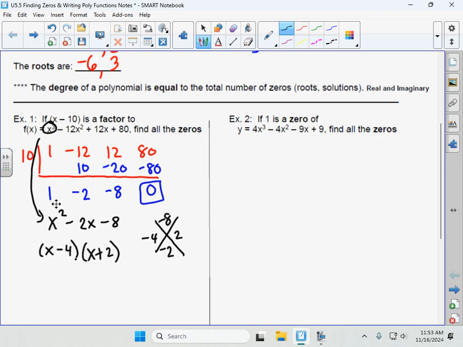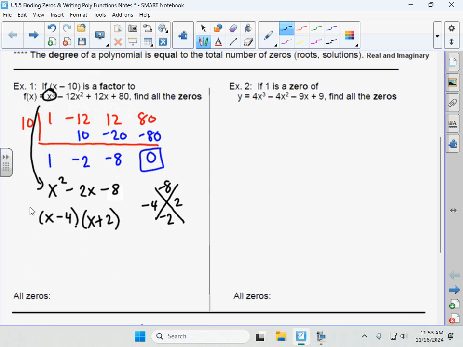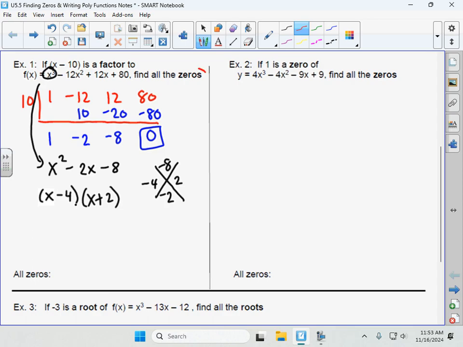All right. And so the question says find all the zeros. So we want all the solutions. And since this is a degree 3 polynomial, there's 3 solutions that we want to list out. From x minus 4, we have +4. From x plus 2, we have -2. And then from that x minus 10 factor that they gave us, we have +10. So there's your 3 zeros, or solutions.